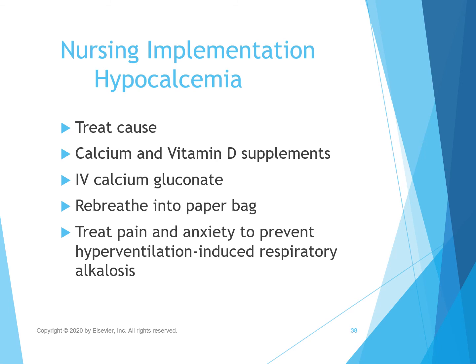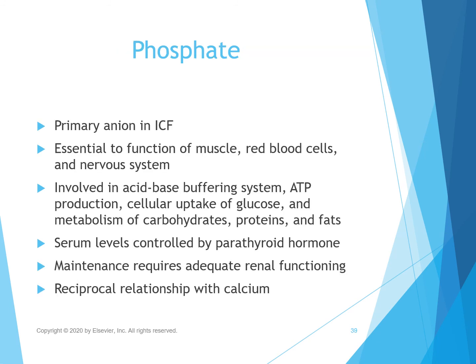That might help there. Phosphate is essential to the function of muscles, red blood cells, and the nervous system. It's important in the acid-base system. Serum levels of phosphate are controlled by the parathyroid hormone. Phosphate is required for adequate renal functioning, and it has a reciprocal relationship with calcium, which means that if one goes up, the other one goes down.